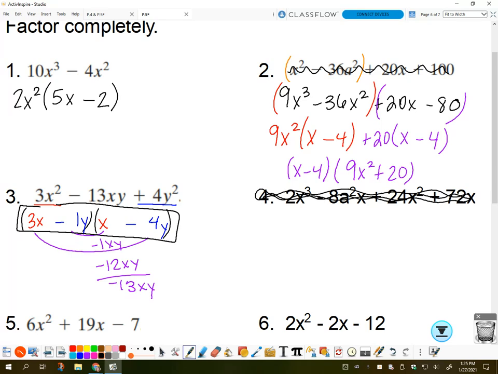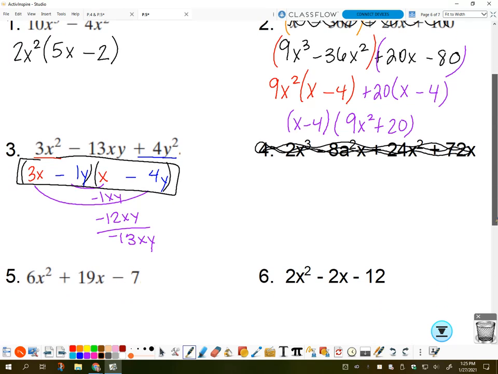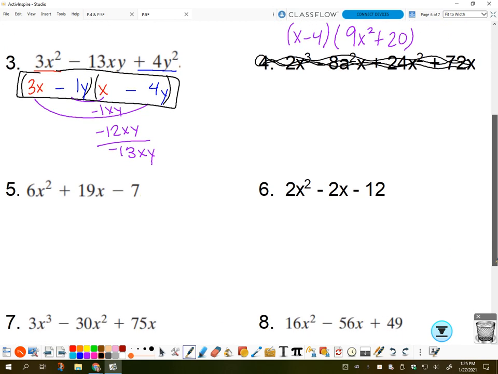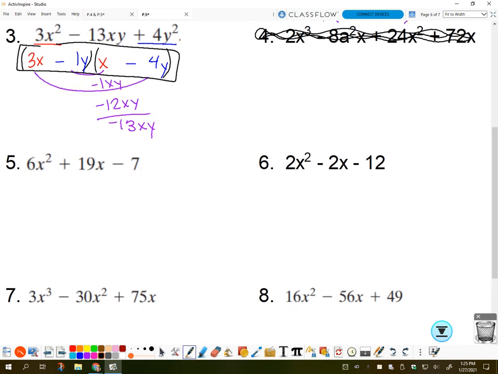All right, we're skipping number 4 because that was a hot mess. All right, number 5. If you look at number 5, that again does not have anything in common. A 6, a 19, and a 7. But there's 3 terms, so we know we can try guess and check. So to get 6x squared, maybe a 3 and a 2 should work.